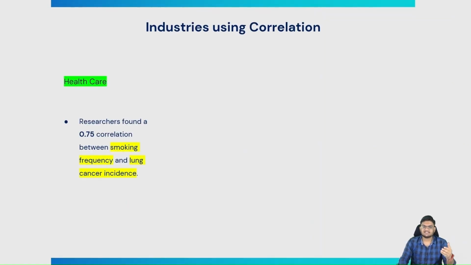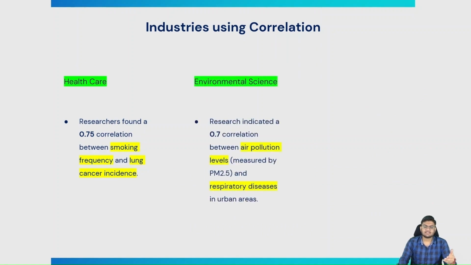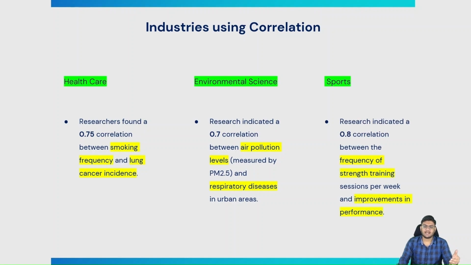Now let's look at some industries which use correlation in real life. The first one is healthcare, the second one is environmental science and the third one is sports industries. And there are many more industries which use correlation. You can pause the video and read about their studies and we will move on to the next topic.